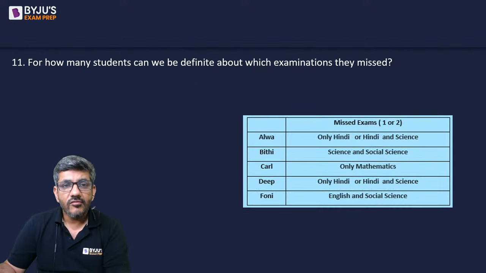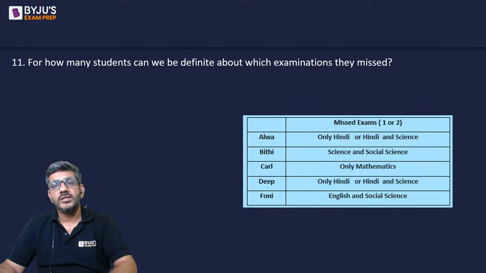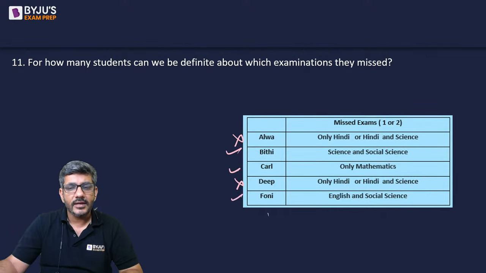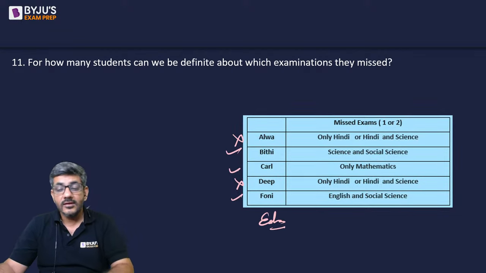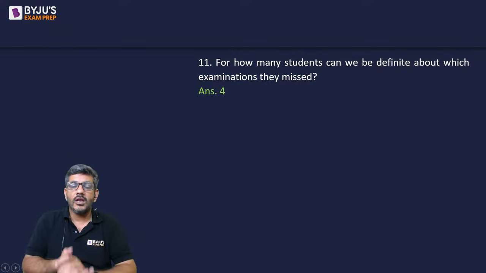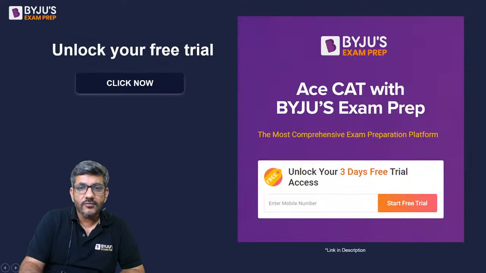And finally, for how many students can we be definite about the examinations they have missed? About Elva we are not sure, about Deep we are not sure. Bithi, Carl, Phony और Isha, इन सबका तो हमें पता ही है. So my answer is 4 for this last question. That was the second set for today. I'm sure you all have understood it now. So that's all from my side, guys.